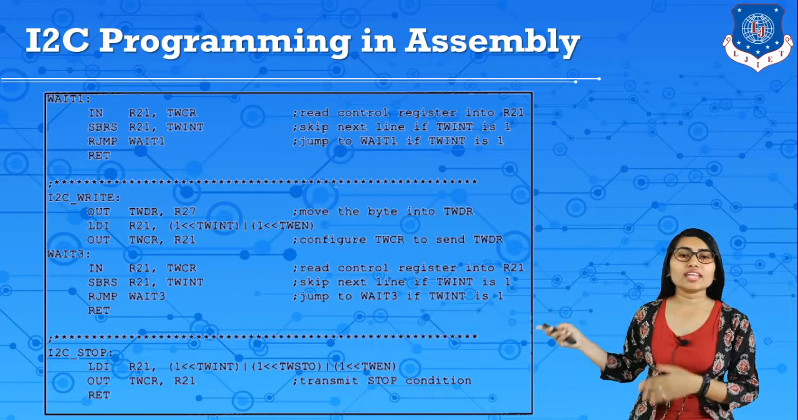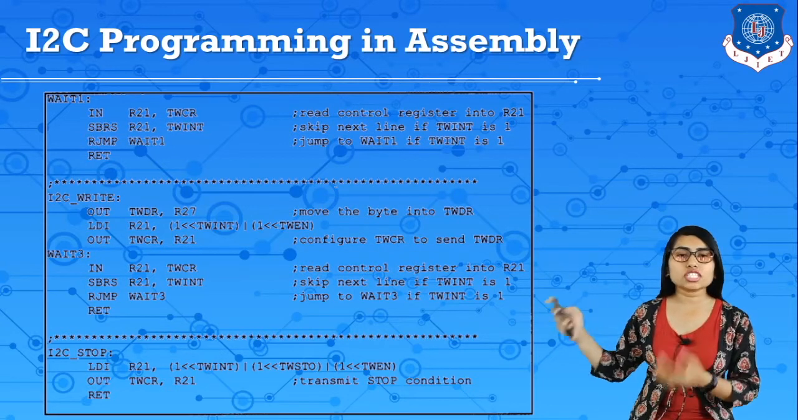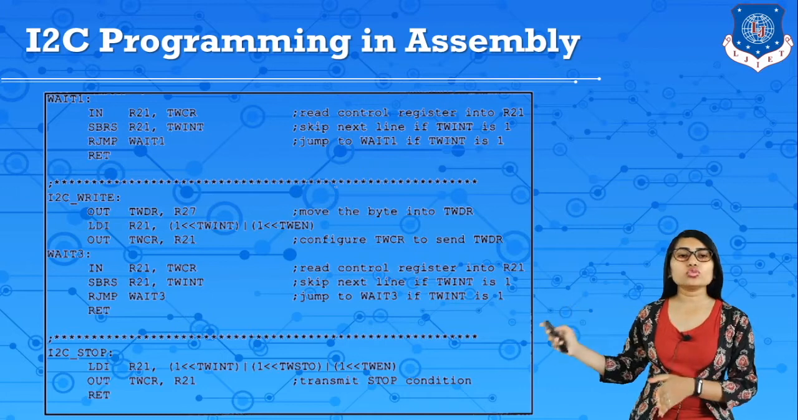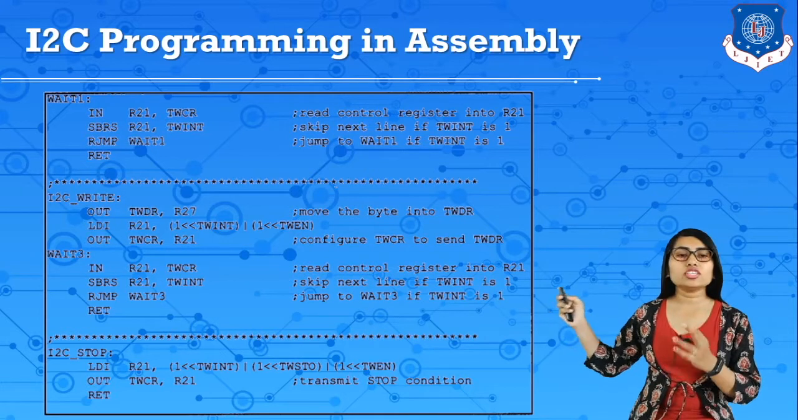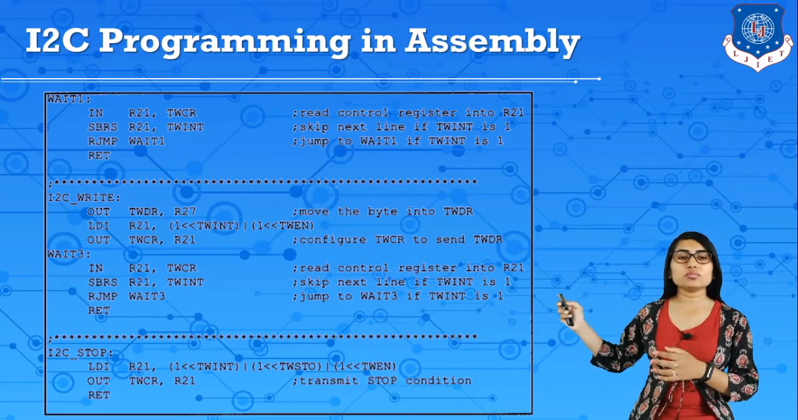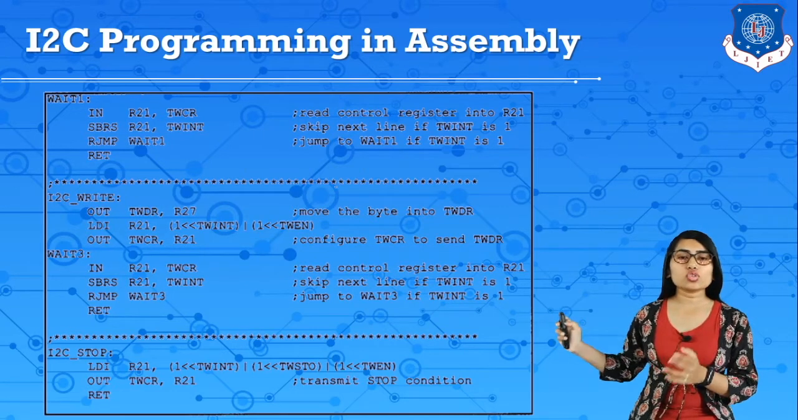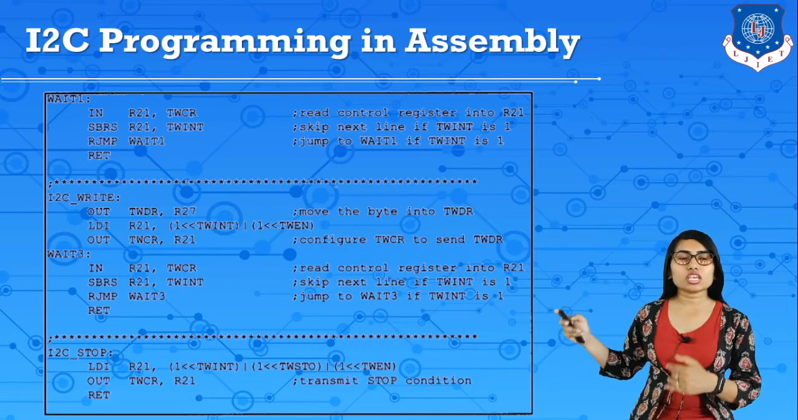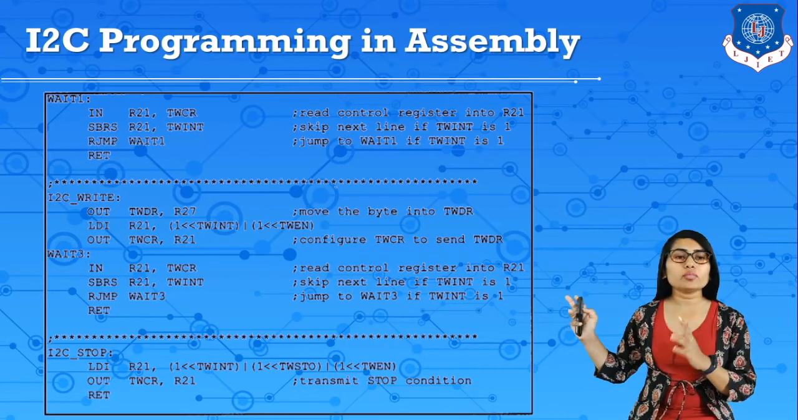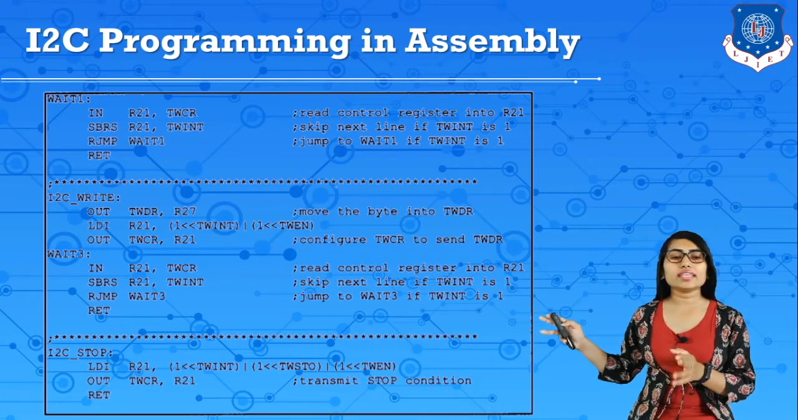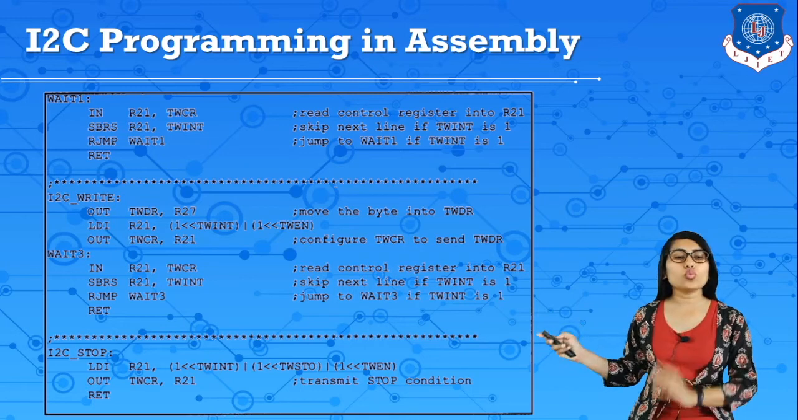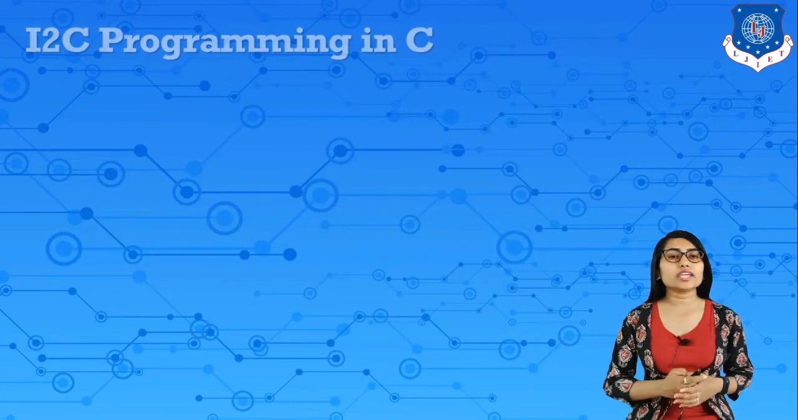For I2C write, we just move the byte into TWDR and configure TWCR to send the data in TWDR. So here we configure the data, enabling TWINT and TWEN, and then read the control register into R21. If TWINT is set, skip the next instruction and return to the main program, otherwise wait here. So this is for write operations. And last, for stop: for the stop condition, make TWINT, TWSTO and TWEN equal to 1. So this is I2C programming in assembly.